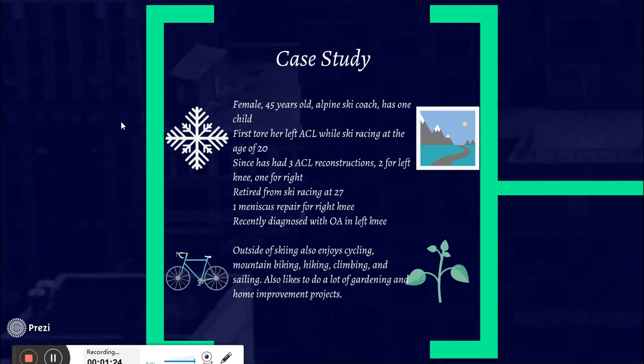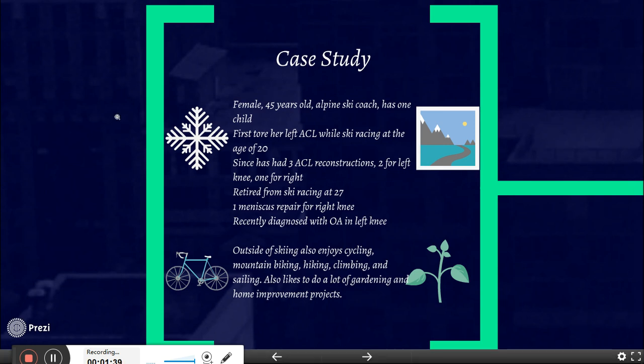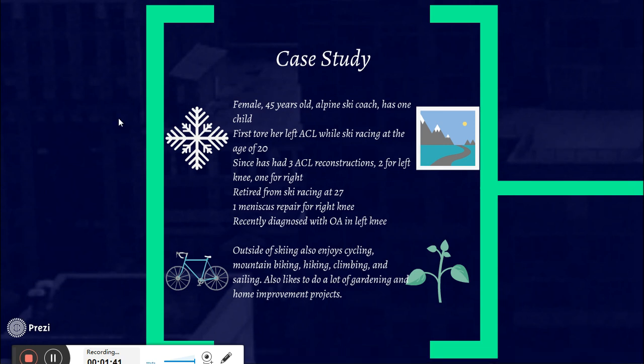So at the age of 45, since the patient's first ACL surgery, she's had 3 other ACL reconstructions, 2 for her left knee, 1 for her right knee. She retired from ski racing at the age of 27. She has 1 meniscus repair for her right knee, and she was recently diagnosed with osteoarthritis in her left knee. Outside of skiing, she also enjoys cycling, mountain biking, hiking, climbing, and sailing.